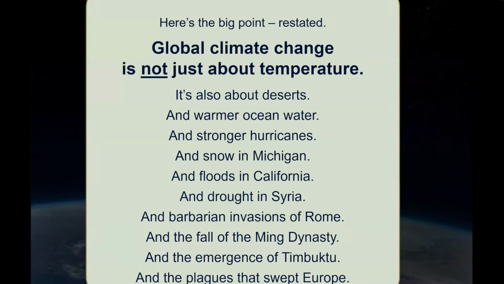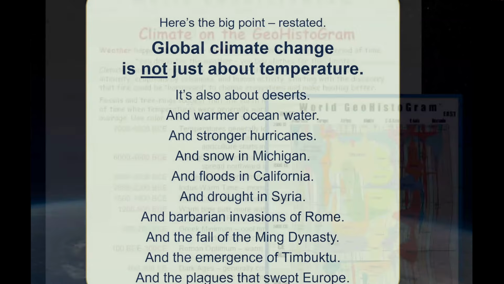The big point restated, global climate change is not just about temperature. It's about deserts and warm water and hurricanes and snow in Michigan and floods in California, drought in Syria and barbarian invasions in Rome and the fall of the Ming and the emergence of Timbuktu and the plagues that swept across Europe.